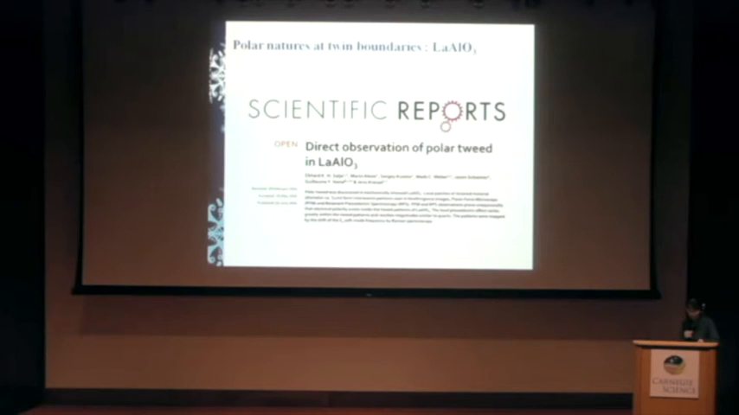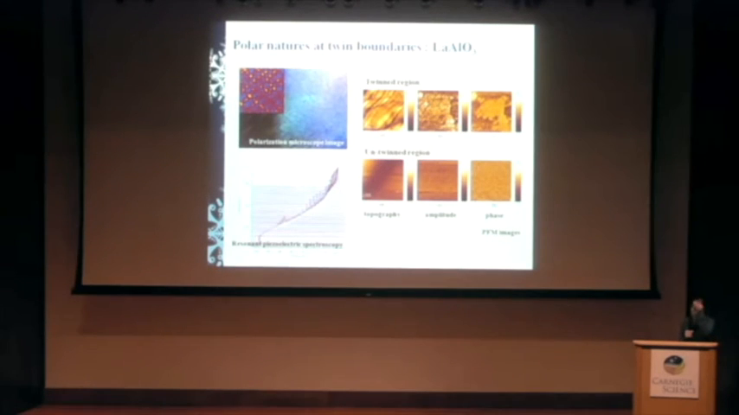There is a report in 2016 in which they observed the polar nature at the domain boundary in lanthanum aluminate. What they did was create a tweed pattern domain boundary and perform PFM measurement and also RPS measurement. And they observed some kind of signal from the tweed pattern domain boundary in lanthanum aluminate. Now I'm not going to talk about the tweed pattern domain boundary. I'm going to talk about the natural domain boundary I can observe in lanthanum aluminate.